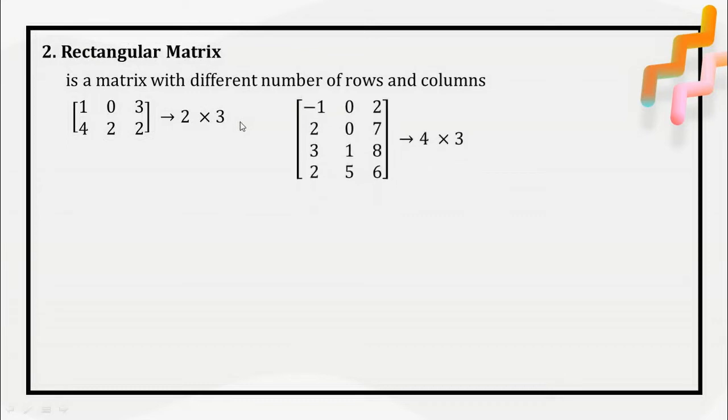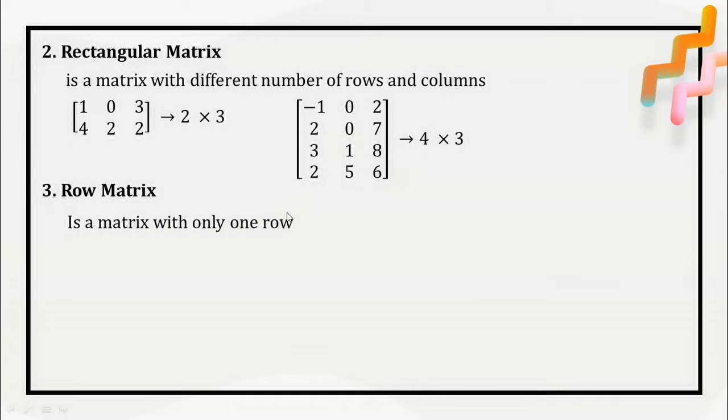And then this one, we can see they have 4 rows. The first is -1, 0, 2, the second 2, 0, 7, the third 3, 1, 8, and the last 2, 5, 6. And then they have 3 columns: -1, 2, 3, 2, 0, 0, 1, 5, 2, 7, 8, 6. Okay, so number 3 is the row matrix.